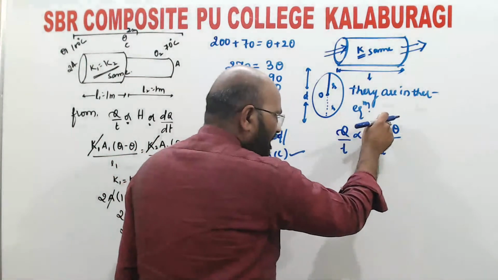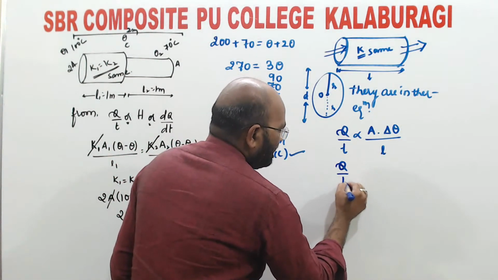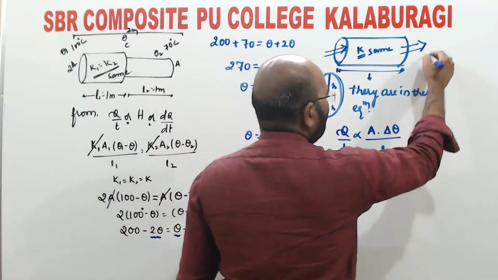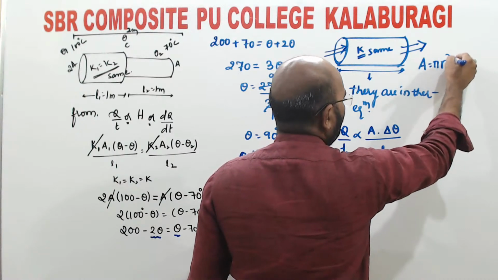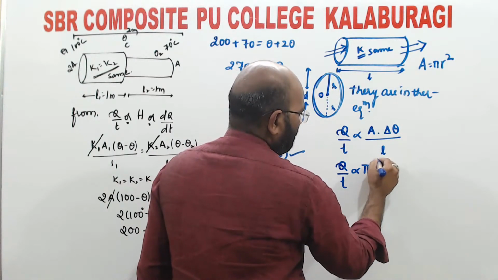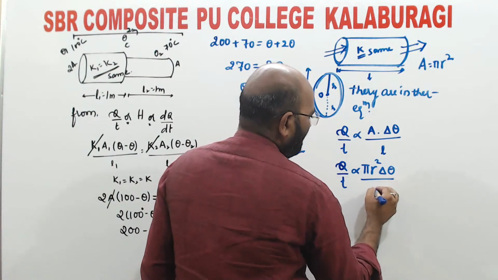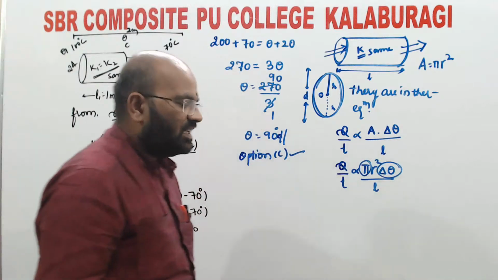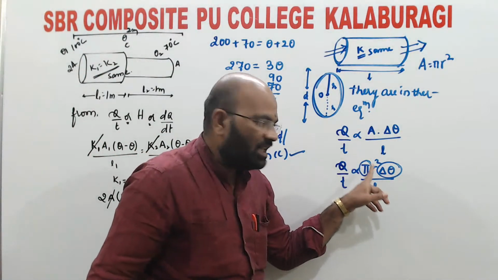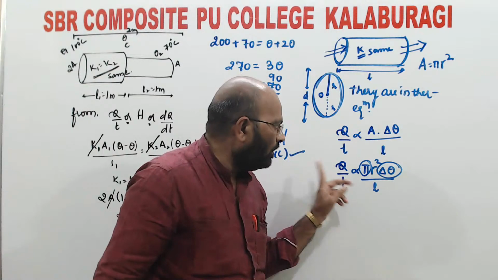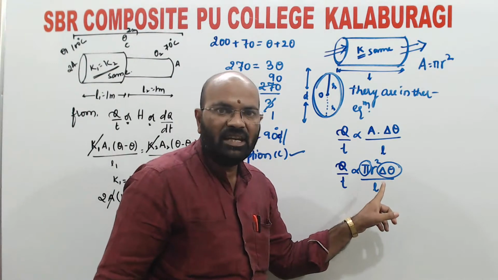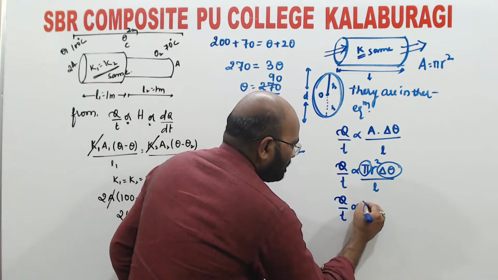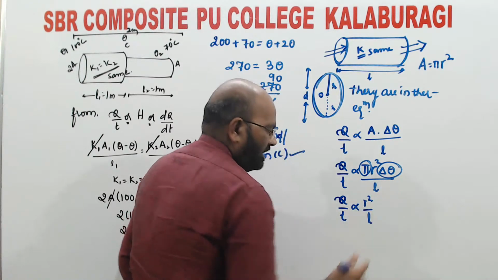Now from this given condition, Q by T is directly proportional to cross section area. For a circle, area is equal to pi r square. We write this as pi r square into delta theta divided by length. Pi is constant, and temperature difference is also constant. Here r square and L are the only variables. Then Q by T is directly proportional to r square divided by L.